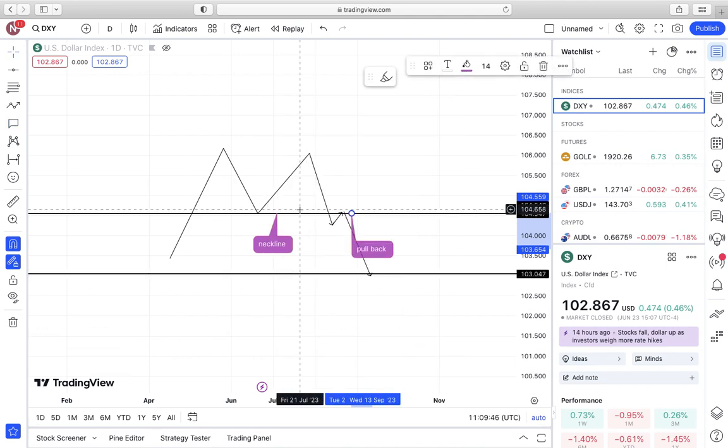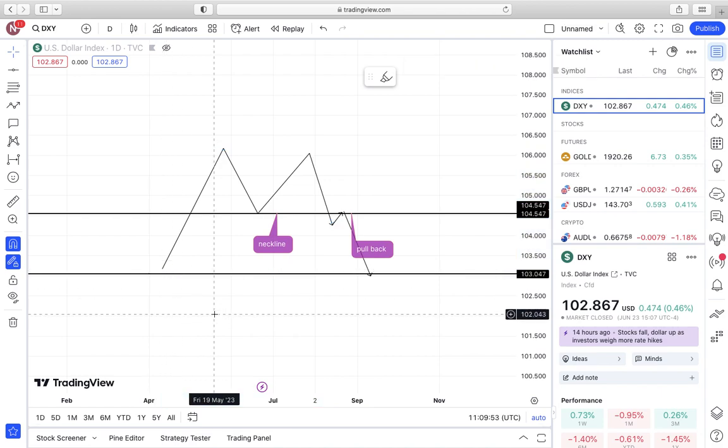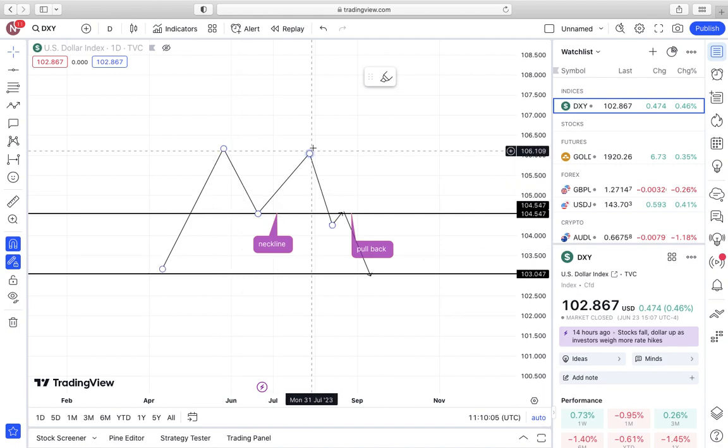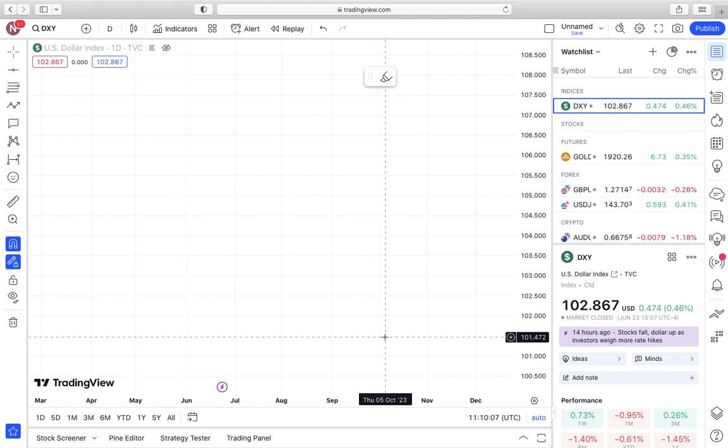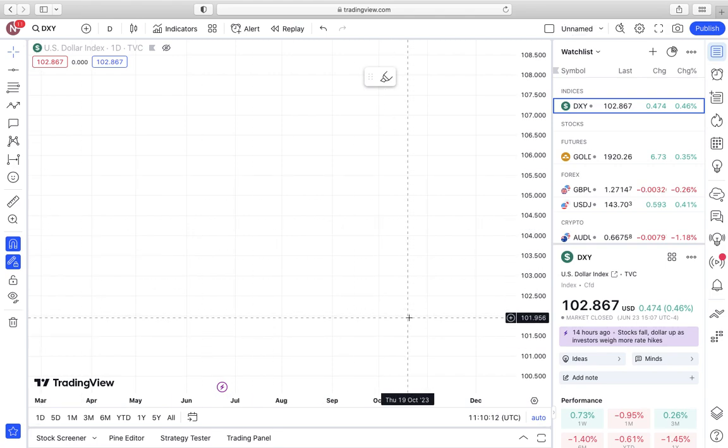Now some people will wait for the neckline break, then pullback, then enter, which is very safe. But remember, you can wait for the pullback, but the market may never retest, or the market will never pull back to the previous breakout point. Guys, double top is very easy to trade. As I told you, you can wait for the breakout of that structure. Stop loss you should put 100 pips above the neckline.